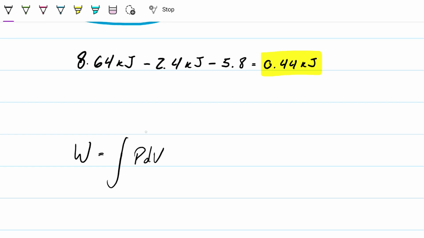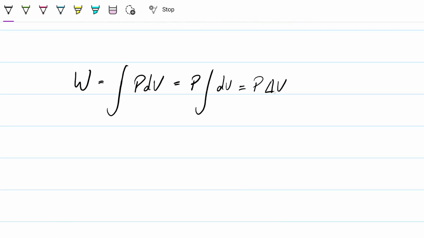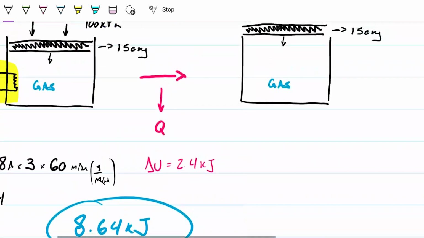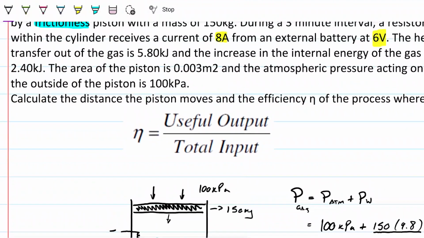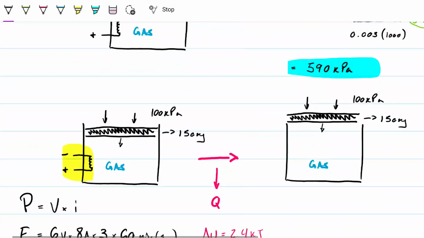If the pressure is pretty much constant, then it can leave the integral, meaning that this is just going to be the integral of dV, which is just pressure times the delta V. Okay, what's up next? I'm looking for the distance.